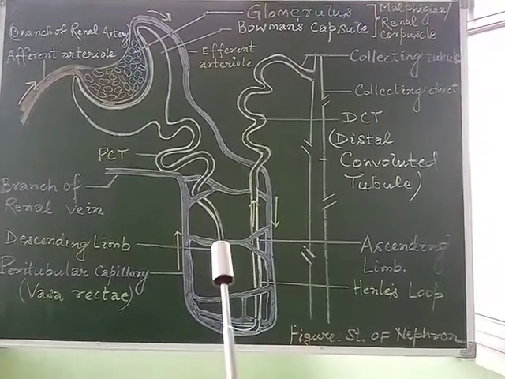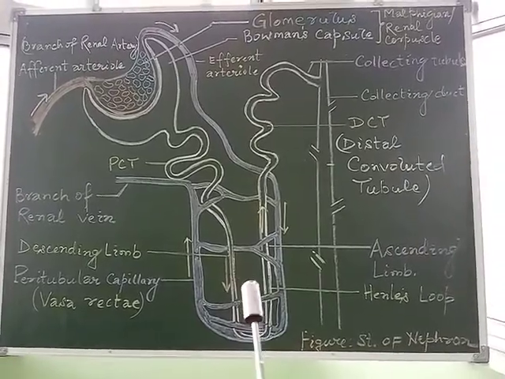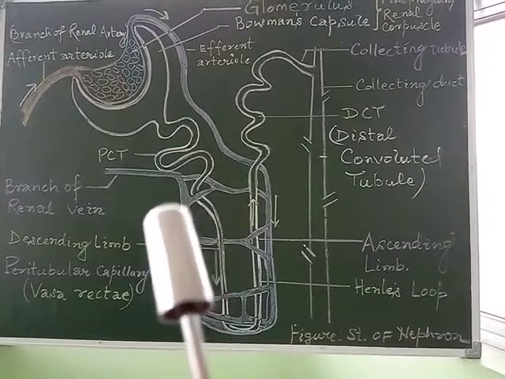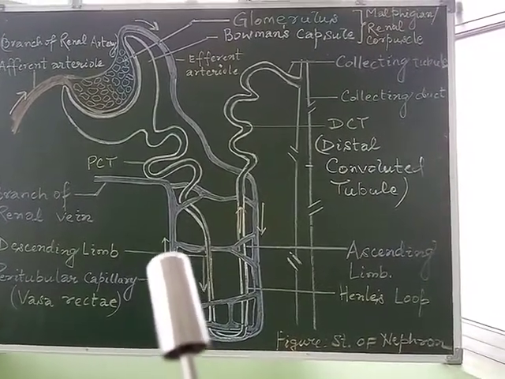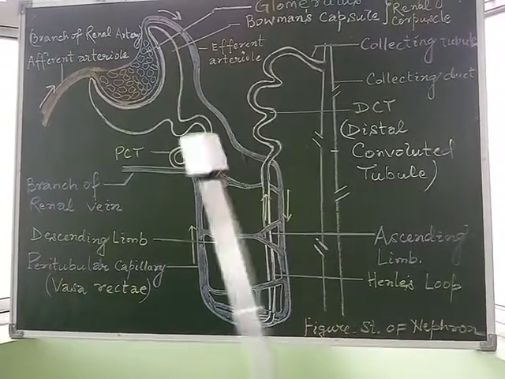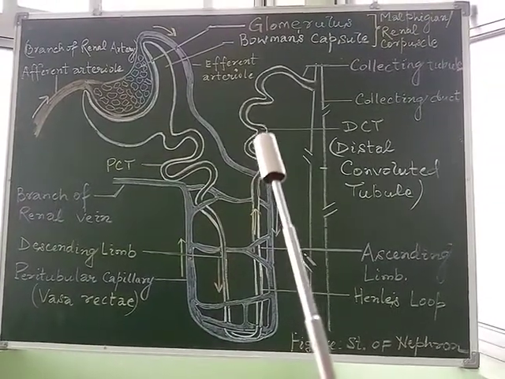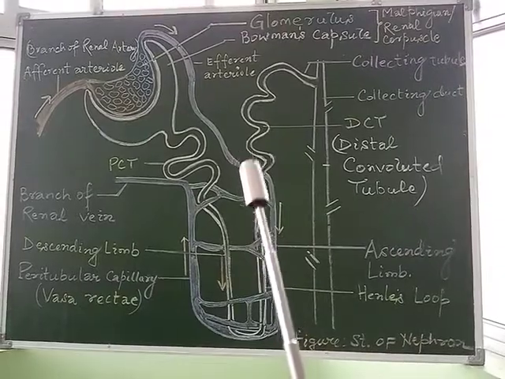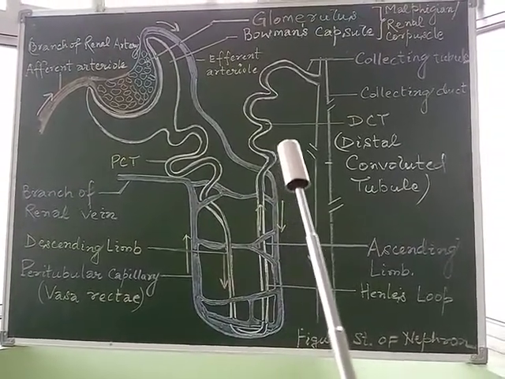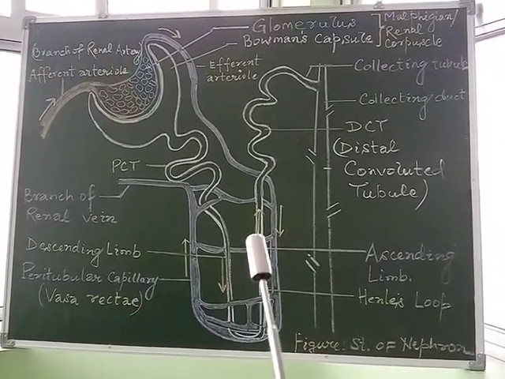Now the third step, which is the tubular secretion. In this, certain substances like potassium ions, ammonia and hydrogen ions are secreted directly into the lumen of the tubule, especially in the PCT region and in the DCT region. So this step is important in the formation of urine and helps to maintain the ionic balance and the pH of the body fluids.